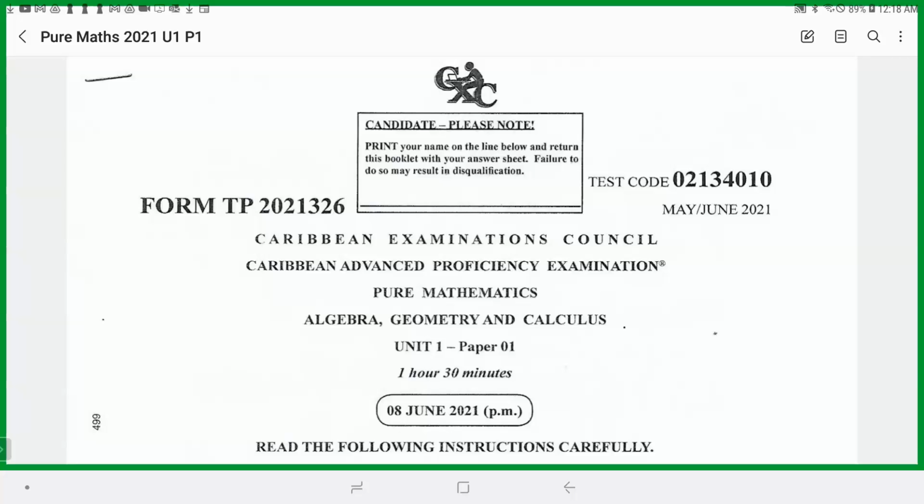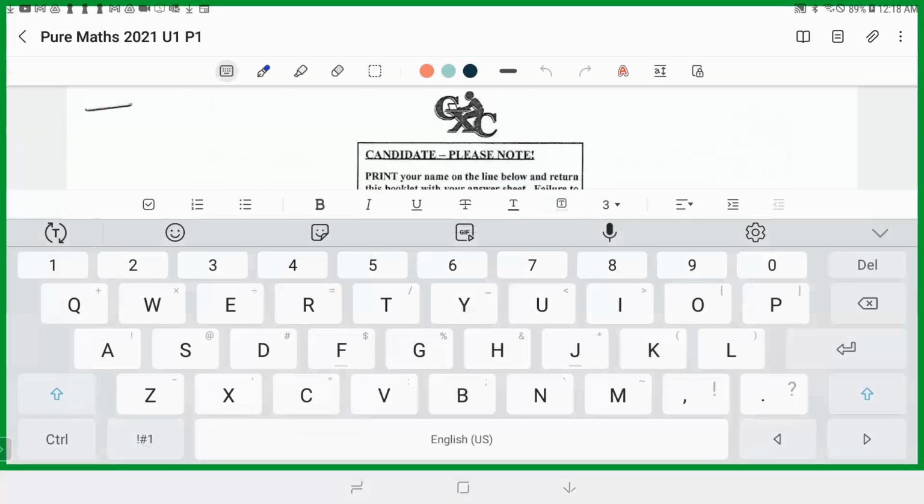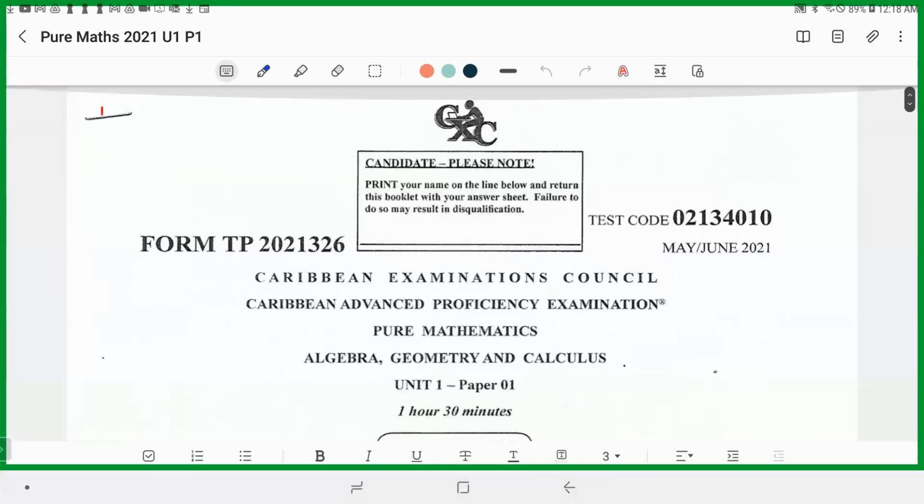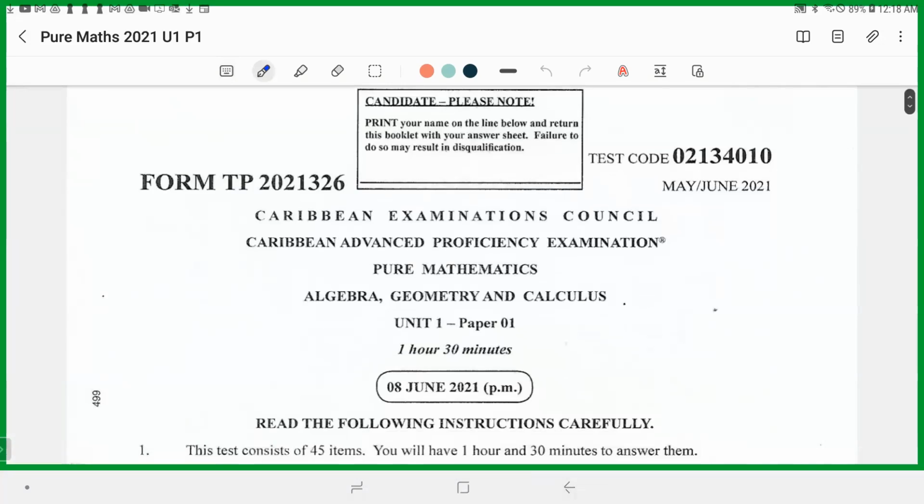Okay, all right. So Jordan in Tobago sent me this paper. He asked me to do this paper for him, which is the Pure Maths June 2021, paper 1, the multiple choice paper. All right, so I'm just going to run through it now.